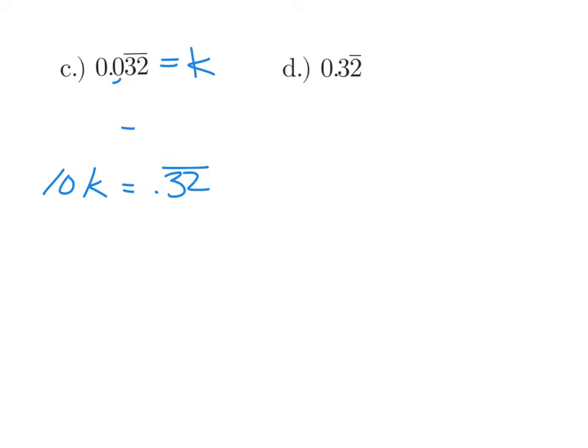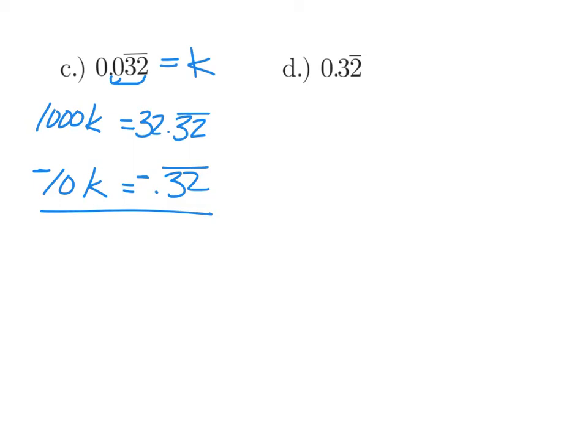Now I want to create another equation that shifts that decimal all the way over to after the first set of repeating. So we have 32.32 repeating. That means I got to move it in another 2 spots, 3 in total. So I had to multiply k by 1,000. Now I've just created this system that I can solve by subtracting.